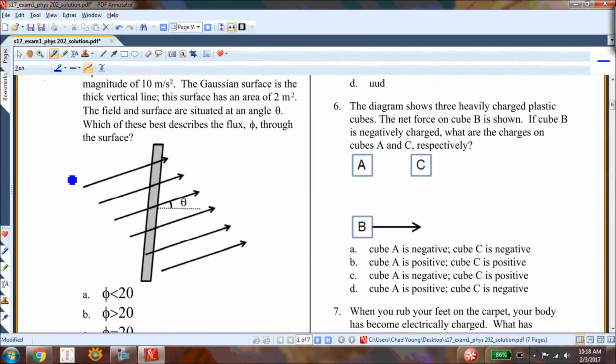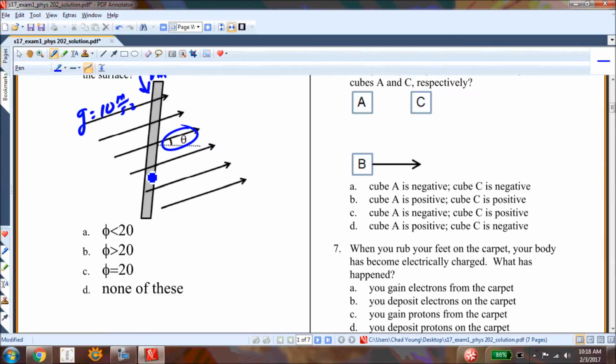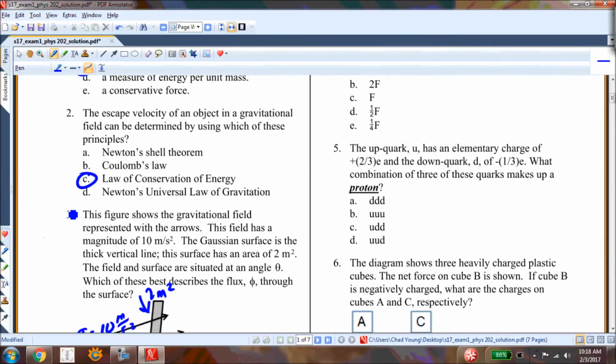Here we have field lines going through a Gaussian surface, but at an angle. Now, if they were going perpendicular, since this is 2 square meters, and this field is equal to 10 meters per second squared, if they were perpendicular to one another, the field times the area, the answer would be 20. But here, since they're offset by an angle, it'd be some value less than 20.